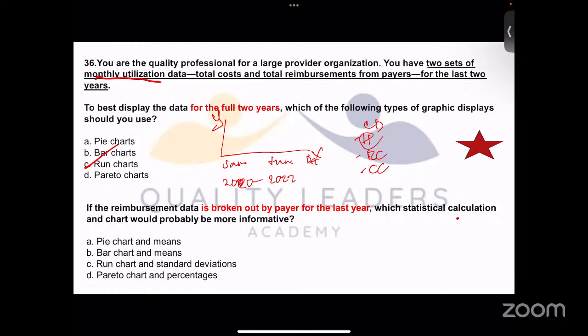So for example, total cost is $1 million, and the reimbursement is $800,000. So what's the difference? It is $200,000. So I need to compare them visually. Which graph is best for comparing these two groups? What's the answer here? It is letter B, bar chart and means. Since this is a comparison rather than prioritization, we do not use the Pareto chart, but instead we choose the bar chart and the means.